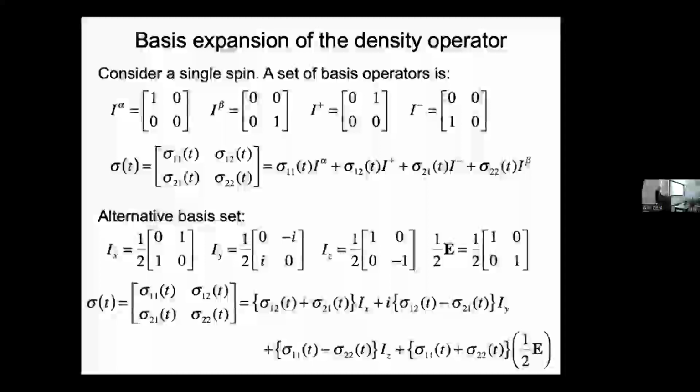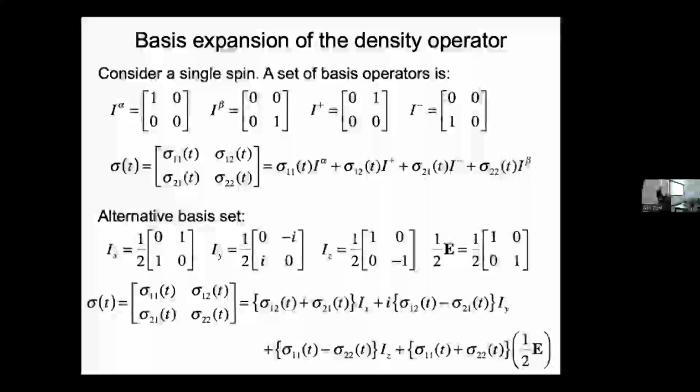So the same density operator could be represented here as this linear combination of Iα, I+, I-, Iβ, or this linear combination of Ix, Iy, Iz, and the identity operator. And you can see the coefficients just get reshuffled, of course, reflecting this adding and subtracting. So any operator can be represented as a linear combination of basis functions.